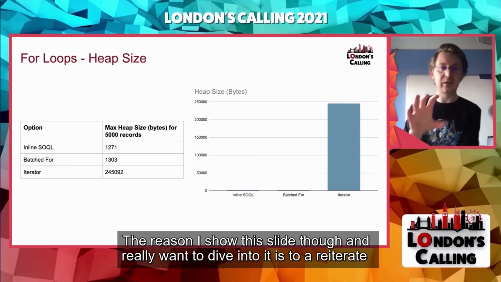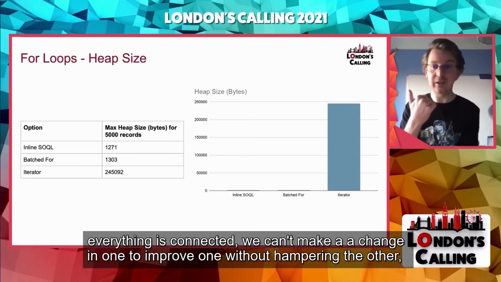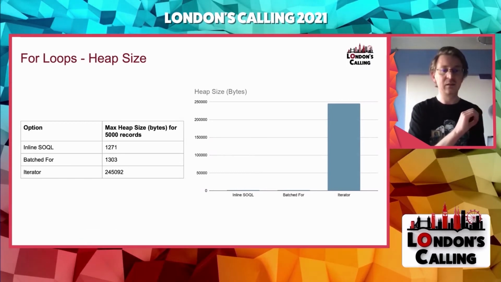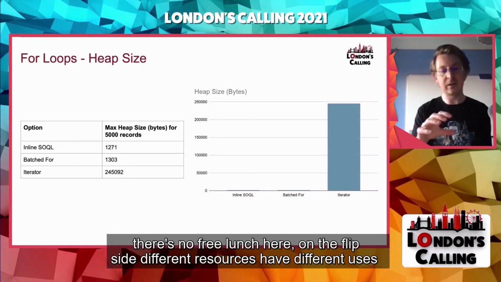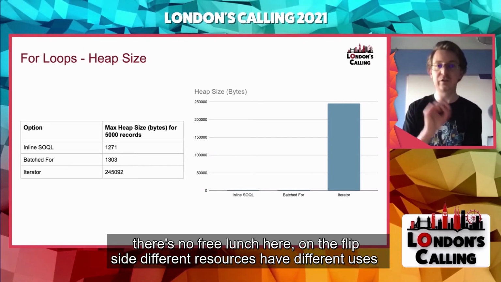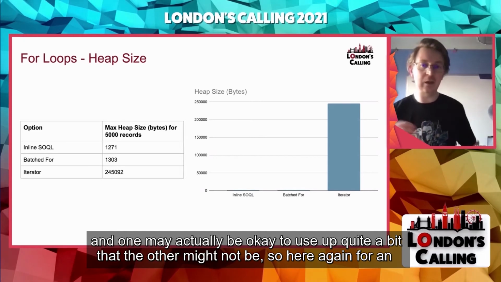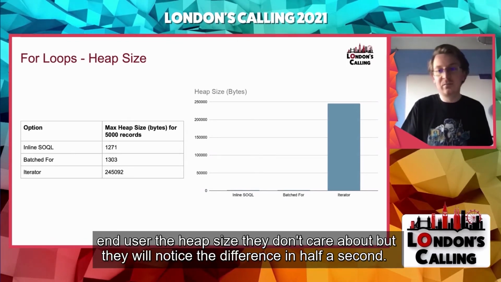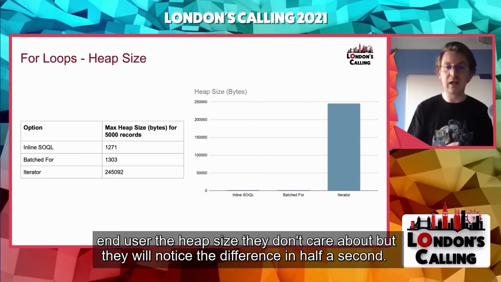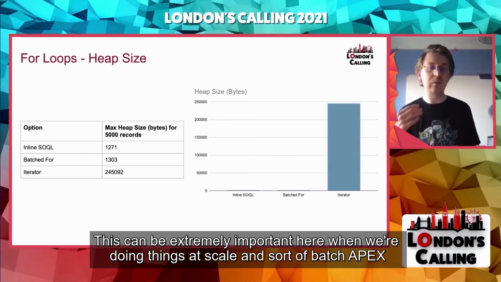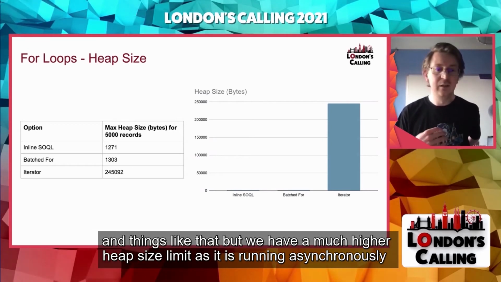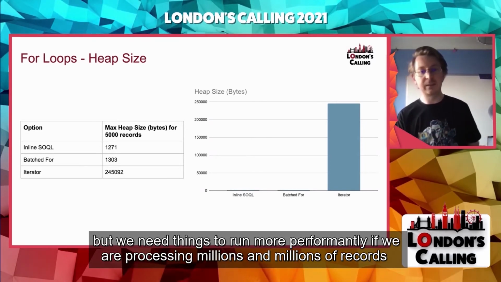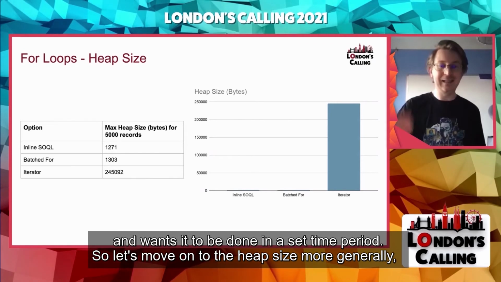The reason I show this slide, though, and really want to dive into it, is to reiterate that everything is connected. We can't make a change to improve one thing without hampering another. There's no free lunch here. On the flip side, different resources have different uses, and one may be okay to use up quite a bit that the other might not be. For an end user, they don't care about the heap size, but they will notice the difference of half a second. This can be extremely important when we're doing things at scale, in batch Apex and things like that, where we have a much higher heap size limit as it is running asynchronously, but we need things to run more performantly if we are processing millions and millions of records and want it done in a set time period.